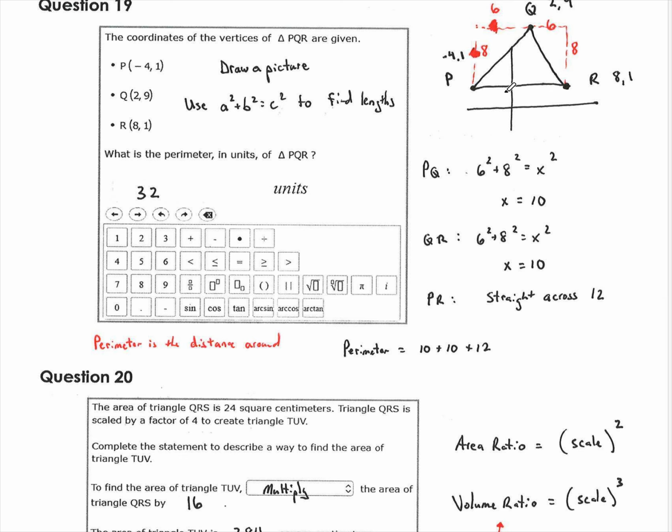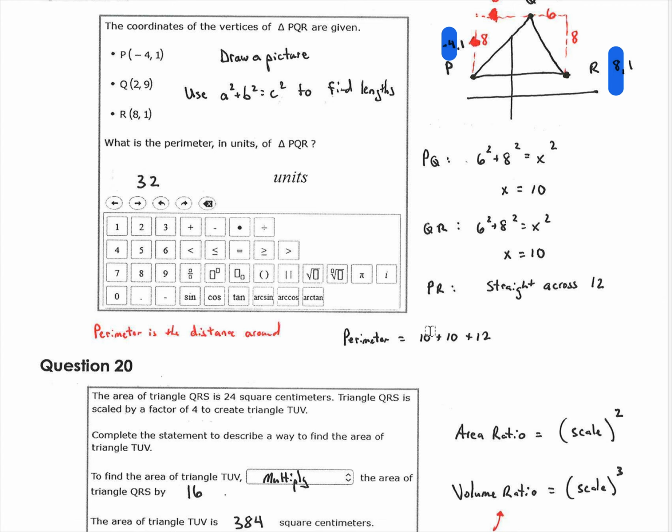And P to R is flat. It's just straight across. And you go from -4 to 8, right? That's just going 12 over. And then the perimeter of that guy is going to be the 10 plus the 10 plus the 12. And so you get 32.